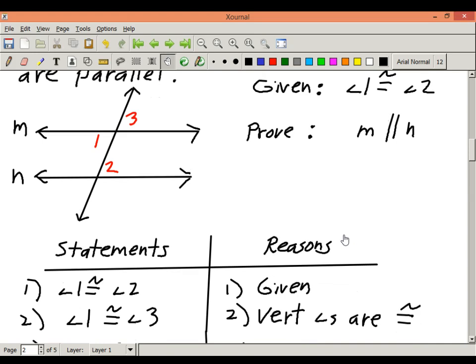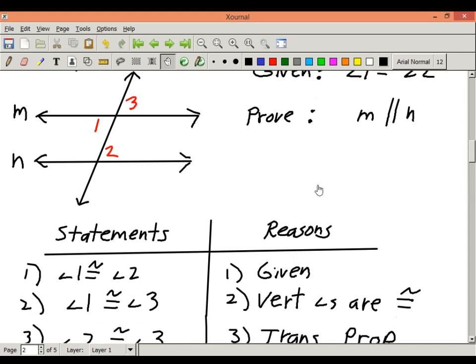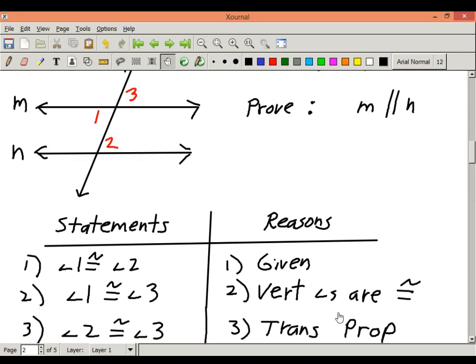Okay, so if you look at the diagram, we can also make a statement that angle 1 is congruent to angle 3. If you look at those two angles, those are vertical angles, and we know from a previous theorem that vertical angles are congruent. So that's our reason for statement number 2. Vertical angles are congruent.